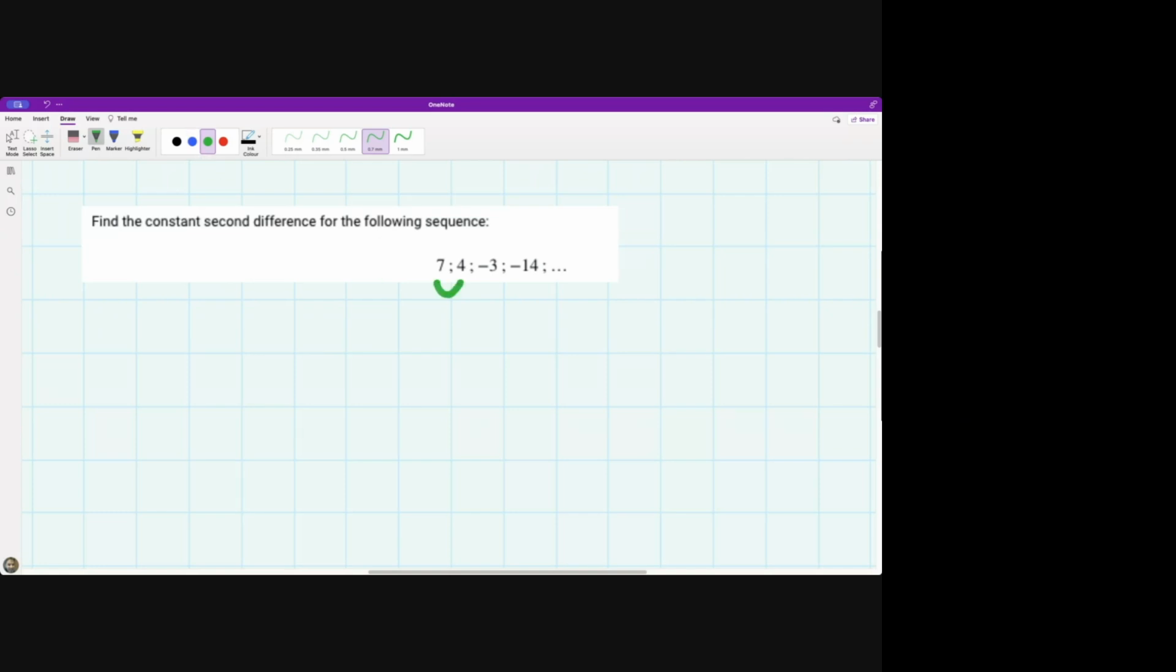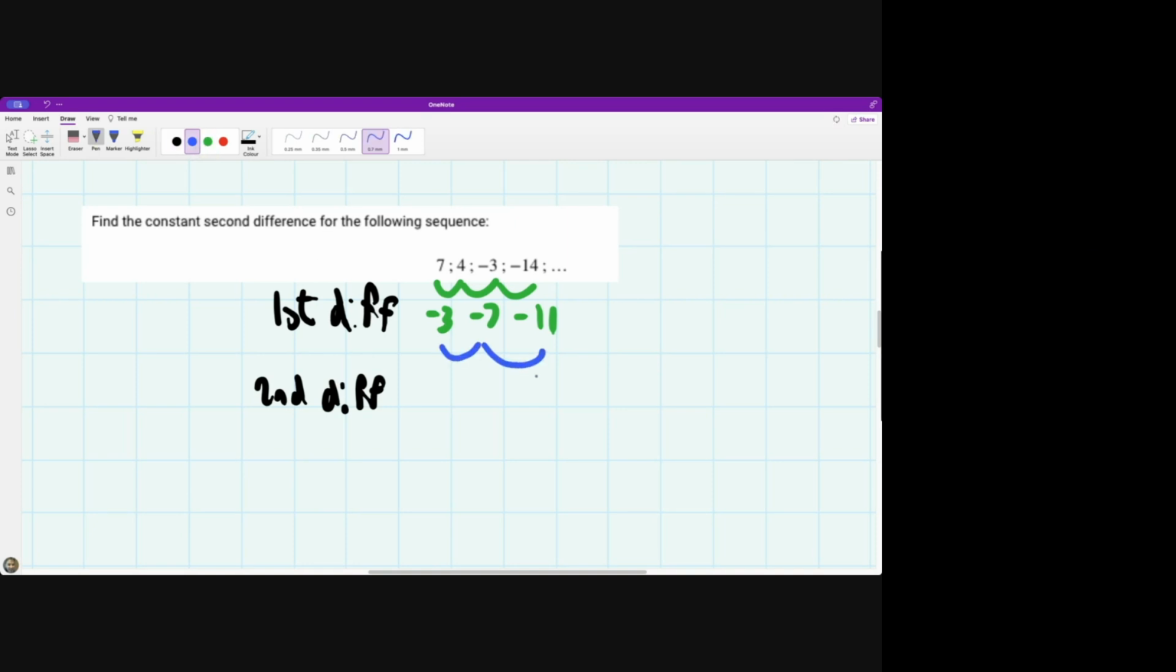So let's go. It's my first difference. What are you getting for your... Are you getting a constant second difference? So what I see is that the second difference is equal to minus 4.